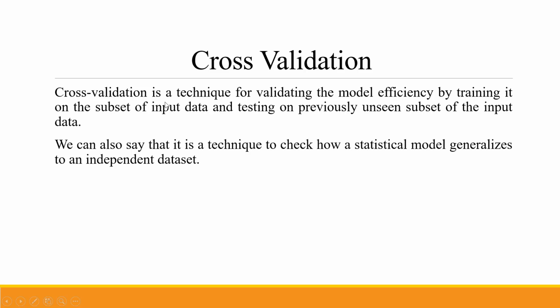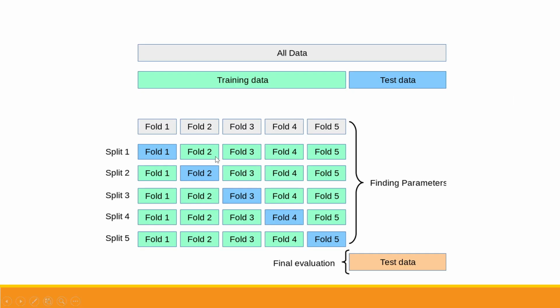Cross-validation. Cross-validation is a technique for validating the model's efficiency by training it on a subset of the input data and testing on a previously unseen subset of the input data. We can also say it is a technique to check how a statistical model generalizes to an independent data set. Let's understand this concept. This is all data, which we divide into two parts, training data and testing data. The green one is the training data and the blue one is the testing data. Now the data is again segregated into 5 folds. So if there are 100 observations, each fold will have 20 observations.